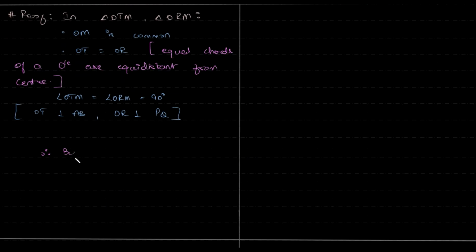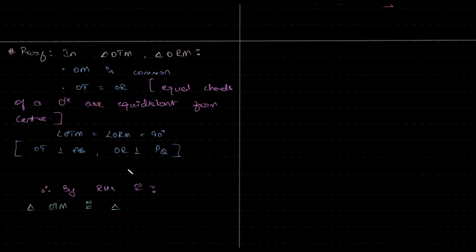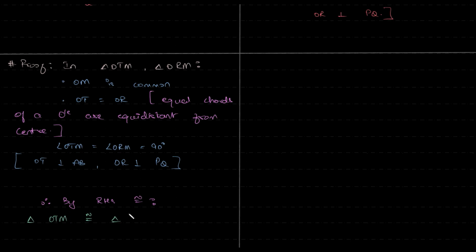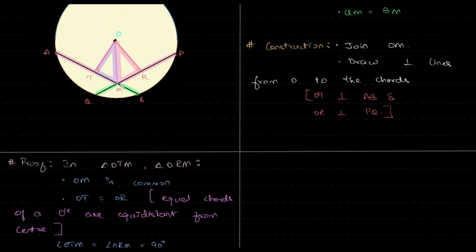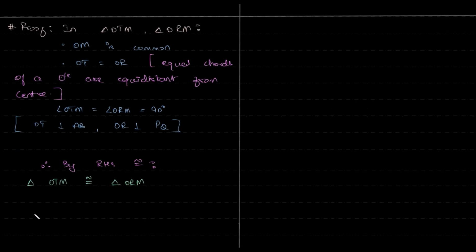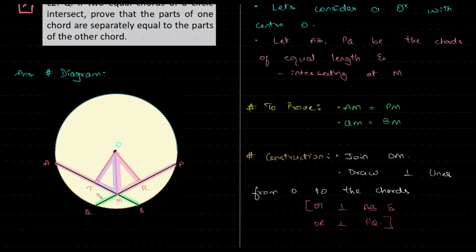So with all of this, what can you conclude? Therefore, by RHS congruency, triangle OTM is congruent to triangle ORM. And with this, we can tell that TM is equal to MR. But how is this useful? By CPCT, TM is equal to RM. How can we make use of this and prove the remaining part of the question? Think about it. We just proved that these two lengths are equal.